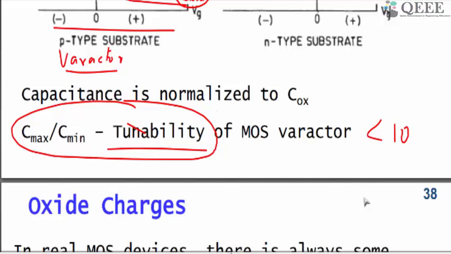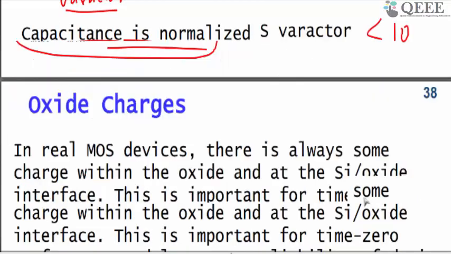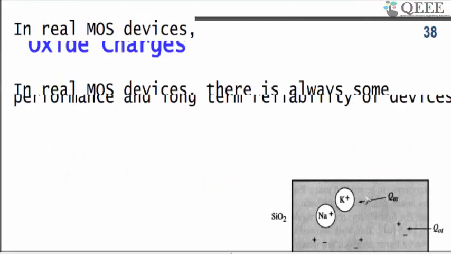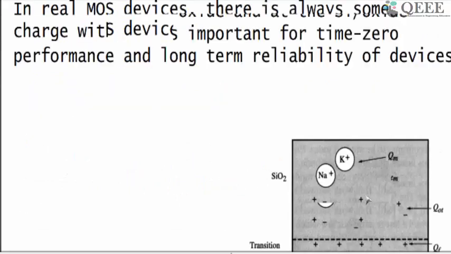So there are similar traps inside the oxide. They can trap charges, and if any charges are present, they may modulate your threshold voltage or your CV characteristics. In any real MOS device, there are always some charges within the oxide or at the dielectric interface.